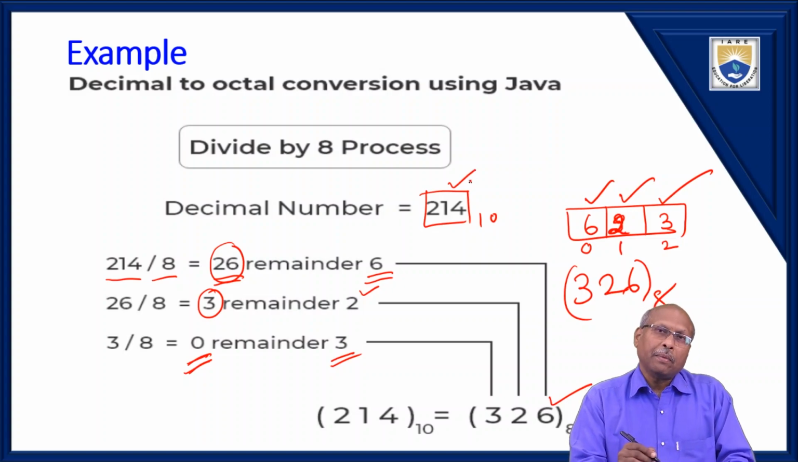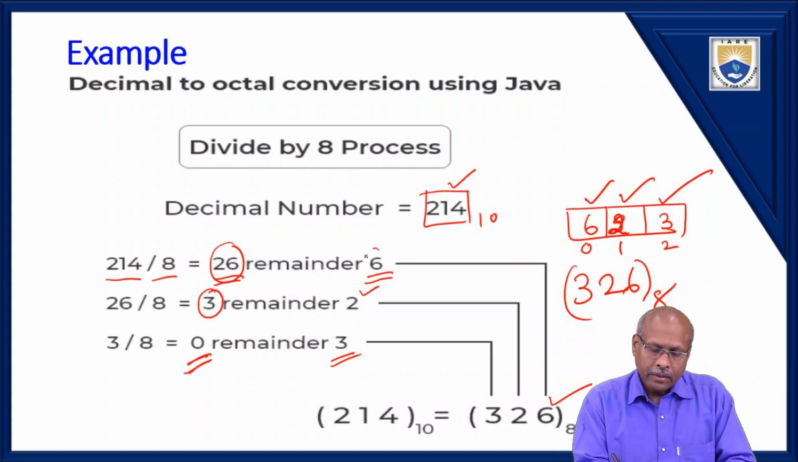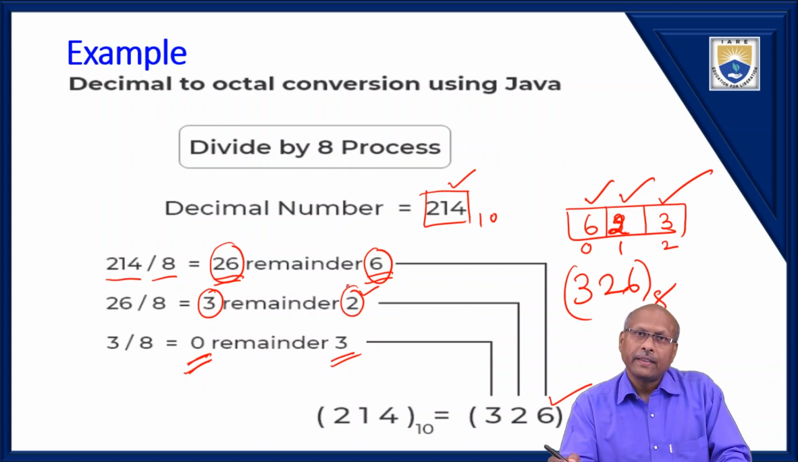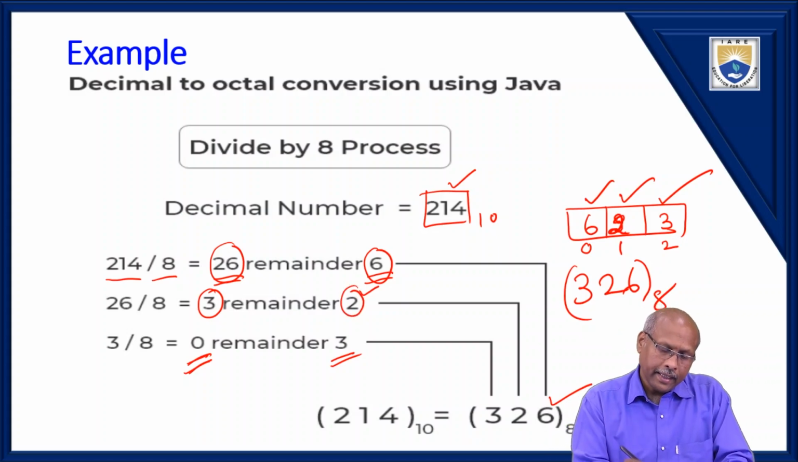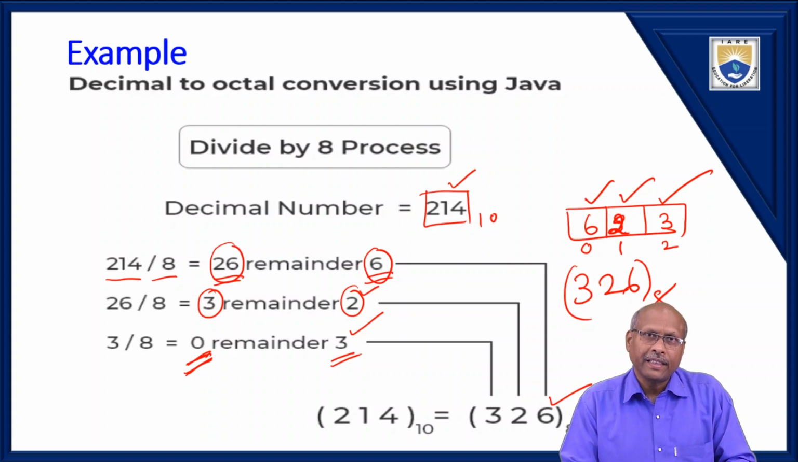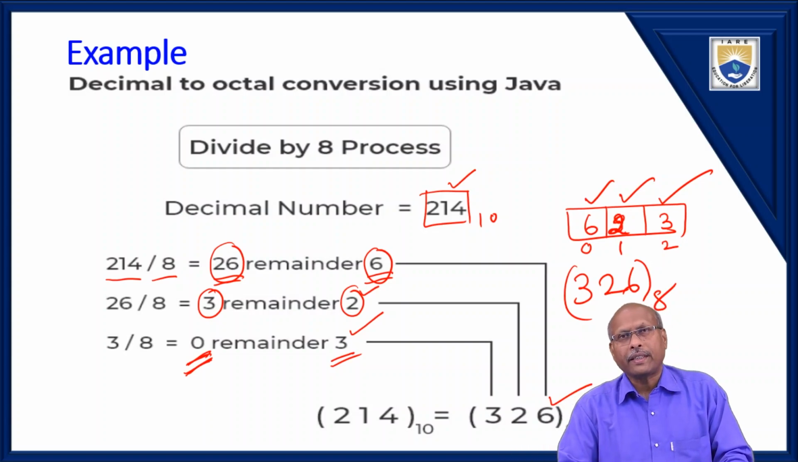So this is the way. Take the number, divide by 8 and store the remainder. Whatever quotient comes, again divide by 8, take the remainder, and store it. Again take the quotient, divide by 8, and the remainder is 3. Whenever the quotient becomes 0, stop. That means your final result has been achieved. After that, you print in the reverse order so that you get the correct output.